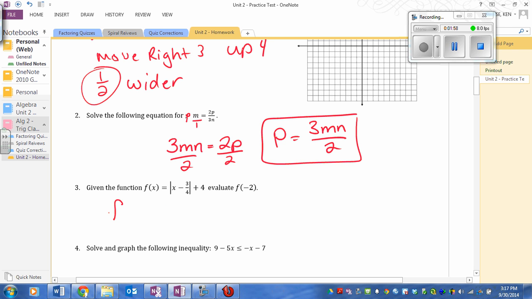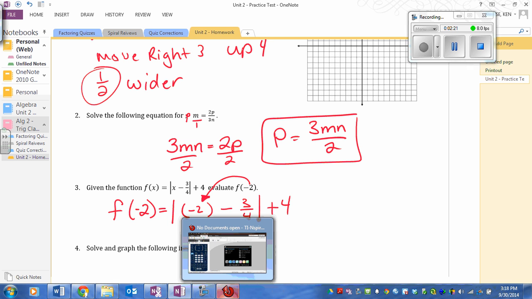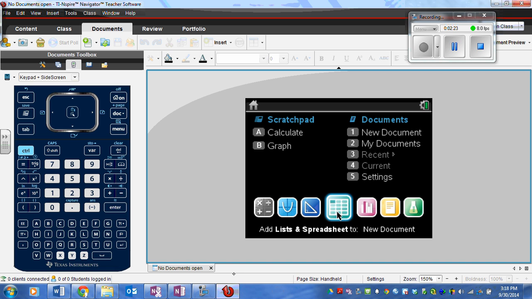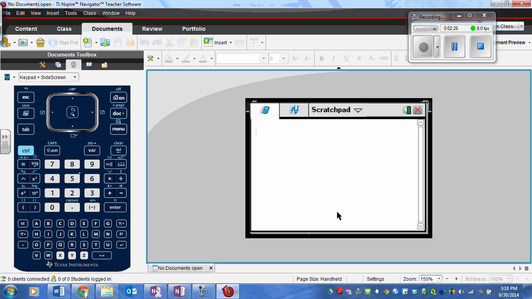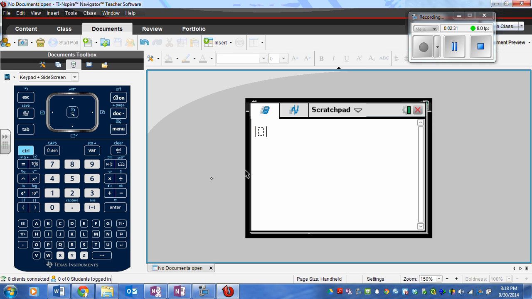Alright, so I want to evaluate this. So what you want to do is make sure everywhere you see an x, you put a pair of parentheses. So really what I'm testing to see is if you can use your calculator. Plug this in here. So absolute value of, so I'm going to go to calculator, and I'm going to go into the absolute value.